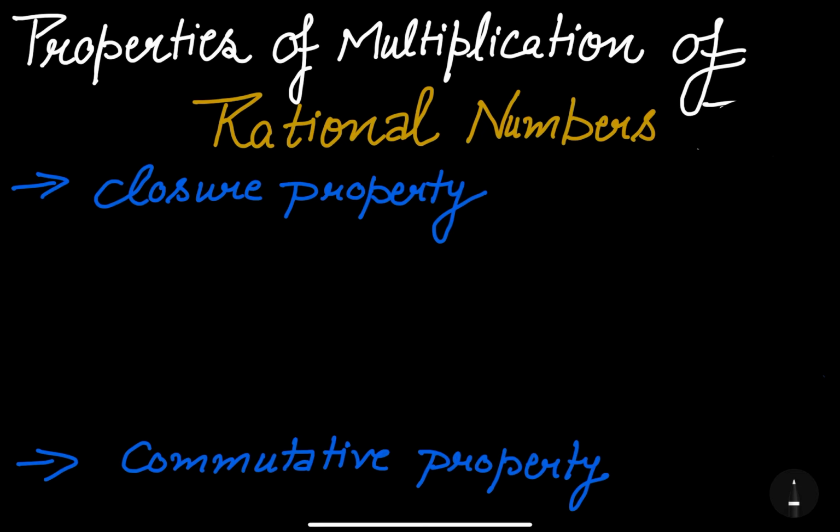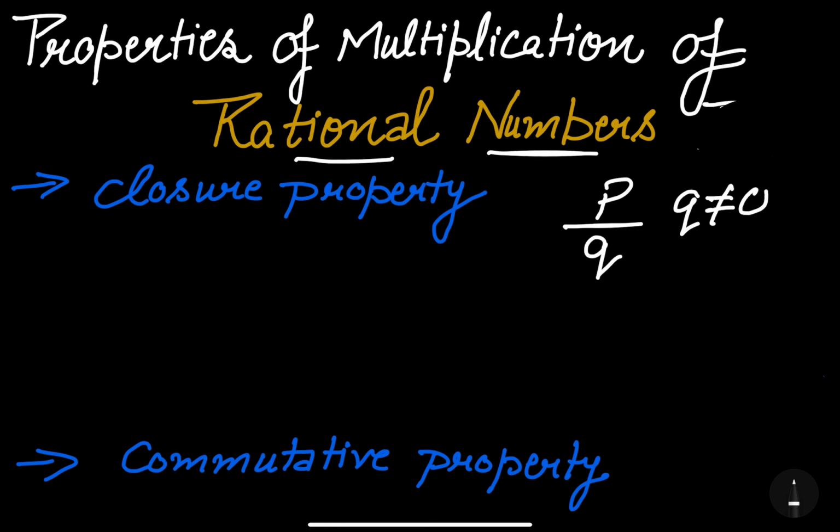Today we will discuss the properties of the multiplication of rational numbers. Before starting the topic, I want to tell you what we call the rational numbers. Any number which can be written in the form of p upon q is called a rational number, but q should not be equal to 0.